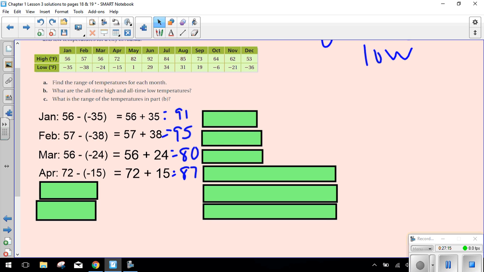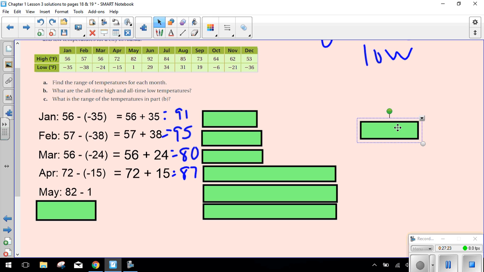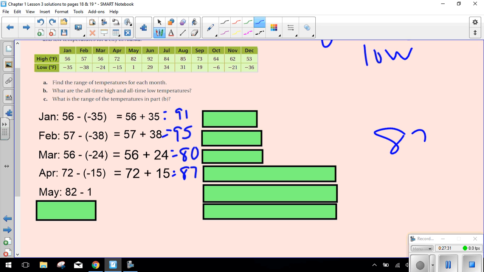Okay, here we go. For May, we have 82 and 1. So we have 82 minus 1. So if you notice, I didn't rewrite this one. You could rewrite it as 82 plus negative 1, but either way, we have to subtract. So 82 minus 1 is 81. So our answer here is 81 degrees.